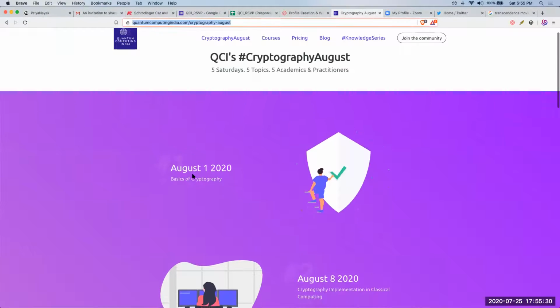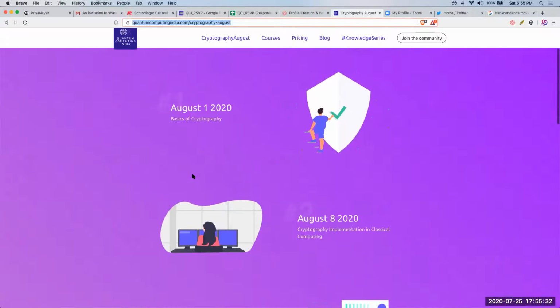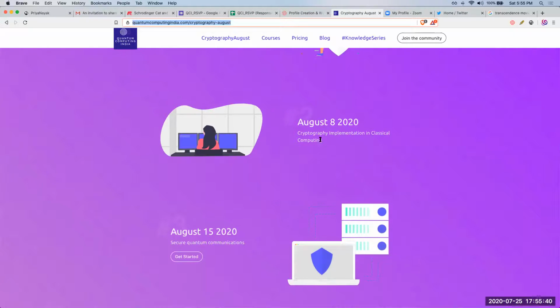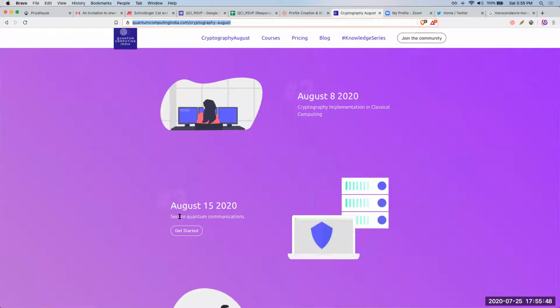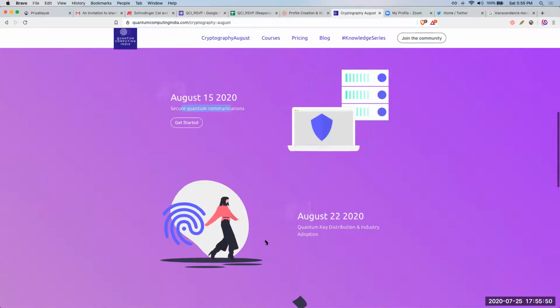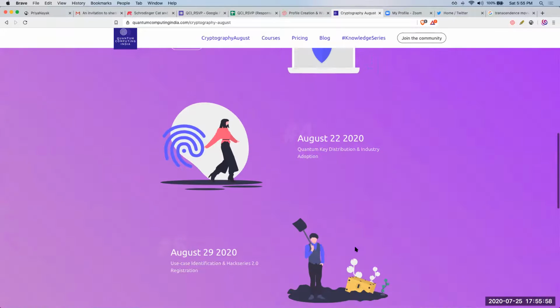All right. So as we said, August 1st, which is the Saturday after next Saturday, we'll start with basics of cryptography, and then we'll get into cryptography implementation in classical computing. Then we get into secure quantum communications. So this will be by Dr. Urvashi. Then August 22nd, we have QKD, which is from QNu Labs, Quantum Key Distribution and Industry Adoption.